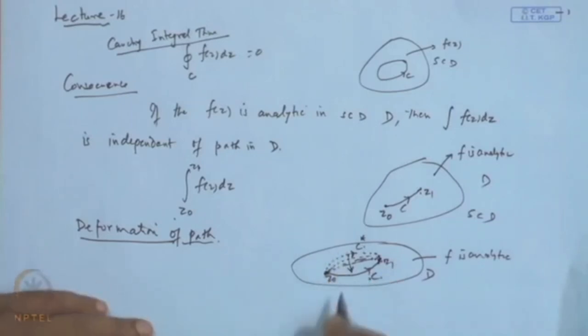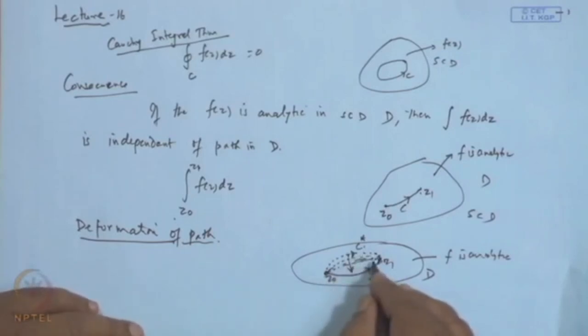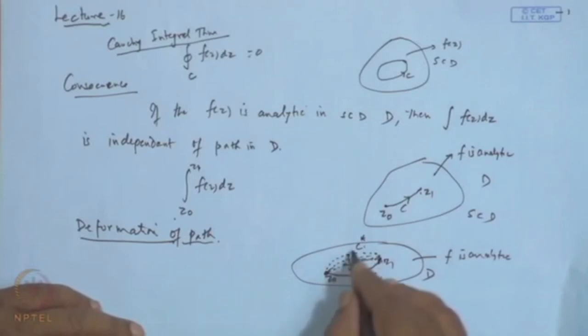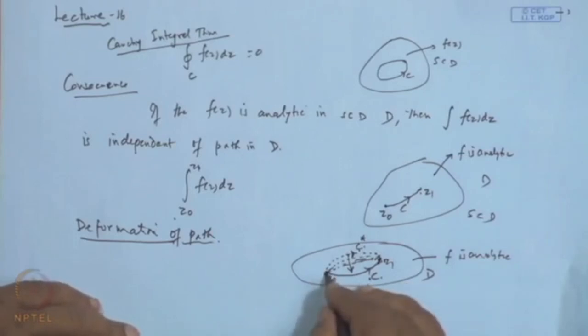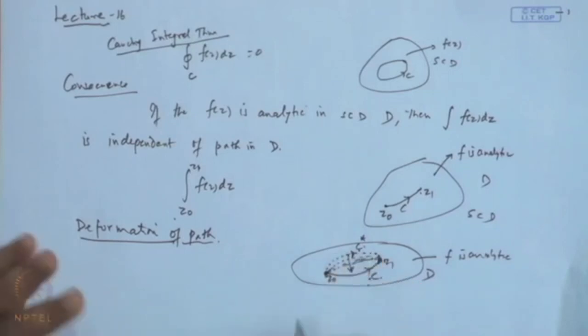This is called the deformation of the path. It means if the path is given in a very uncomfortable way, then one can transform it, C star, to a comfortable path, provided the initial and terminal points are intact and the function is analytic throughout this process. So this will give the reason.